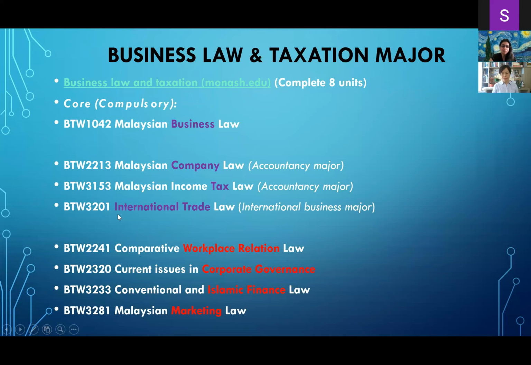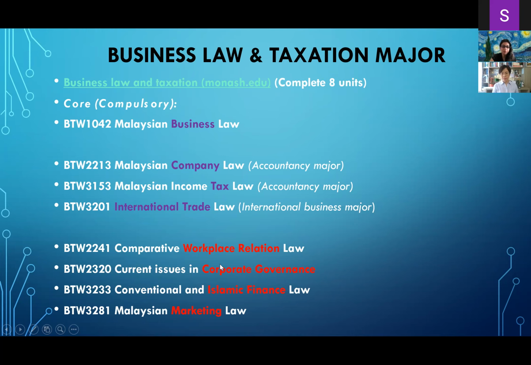The other one is international trade law. This one is actually part of the international business major, so IB students will probably be taking it as well. So essentially you've got these 4 major subjects, the units that are covered under the BLT major. Then electives: if you are thinking of taking the BLT major, you would need to take 4 other units. So these are some of the units that are available.